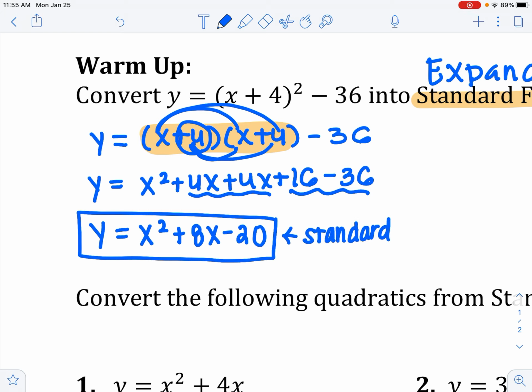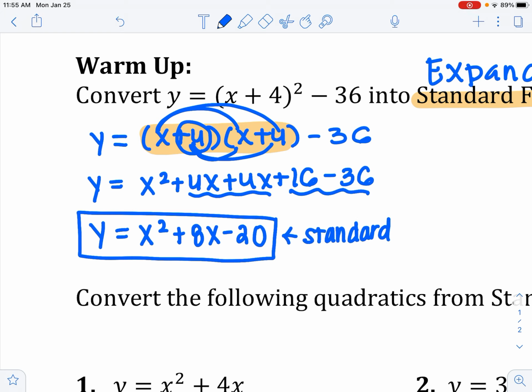Now the next part of the warm-up says, then convert that into intercept form. So remember, intercept form means to factor it. Factor it. So let's do intercept form now. You are going to take your form and look at it. Here it is. All right, so remember what you have to do.